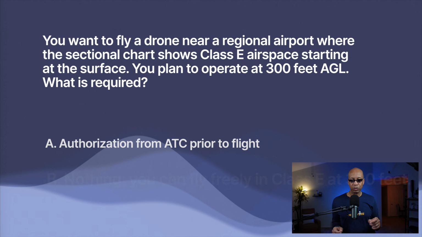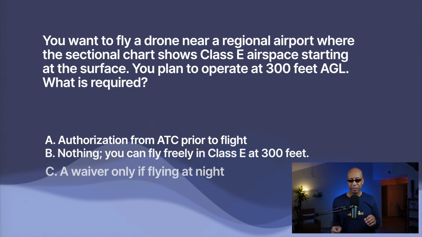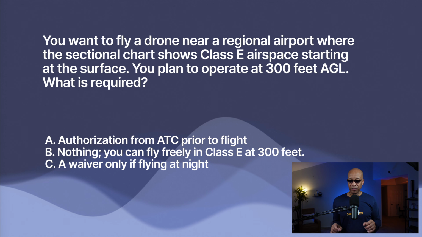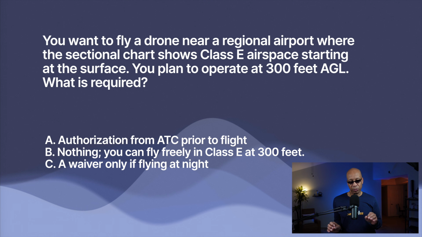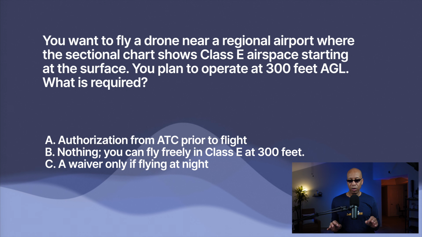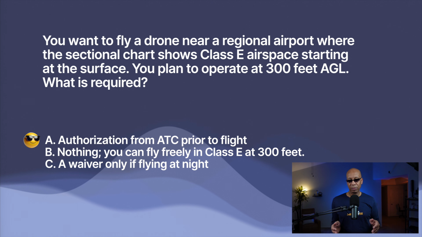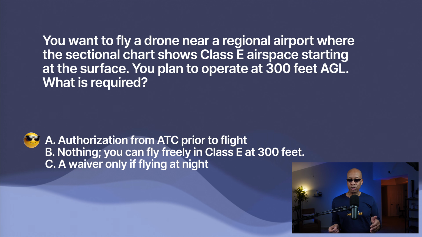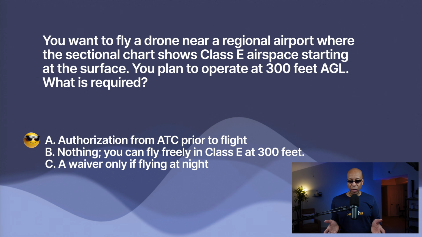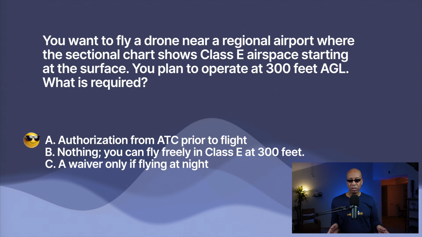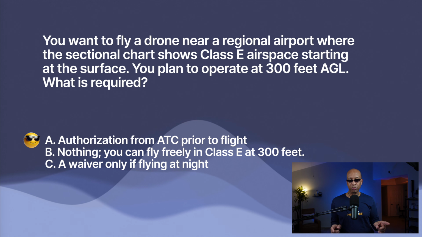So let me read the answers to you. A, authorization from ATC prior to flight. B, nothing. You can fly freely in Class E airspace at 300 feet. Or C, a waiver only if you're flying at night. Now, of course, C is absolutely ridiculous. A is the correct answer, as you already know. You just needed confirmation. And B, when you're flying in Class E airspace that is at the surface, as I mentioned, you must get authorization from air traffic control.